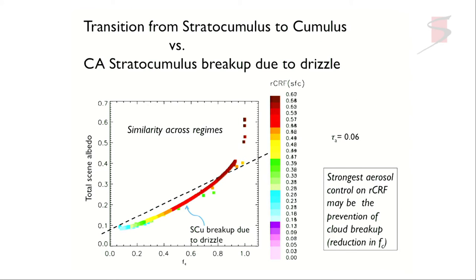Well, I superimpose over here a completely different simulation, which is now a stratocumulus breaking up into open cells, and it's a series of points here over the course of a few hours, just with lots of sampling. And what's interesting is it's a completely different sounding from the other, and yet it seems to fit very nicely on the same total scene albedo versus cloud fraction plot.